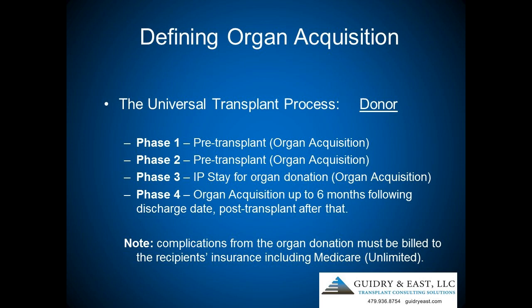Any complications, though, from the organ donation itself must be billed to the recipient's insurance, including Medicare. And for Medicare patients, it is for an unlimited number of days. Even if the recipient ends up dying and the donor develops complications, as long as these complications are related to the donation process and it's documented as such in the medical record, you can continue to bill Medicare for an unlimited number of days for that complication.